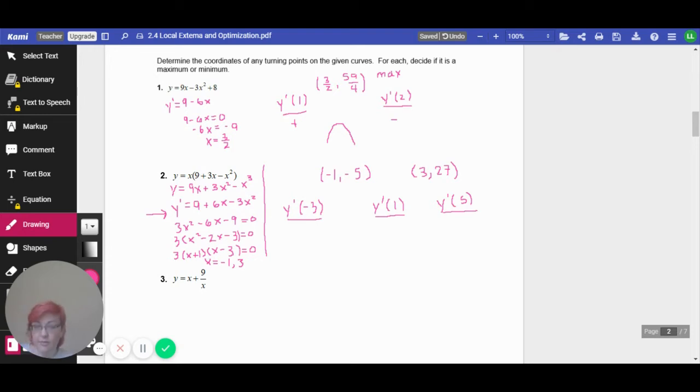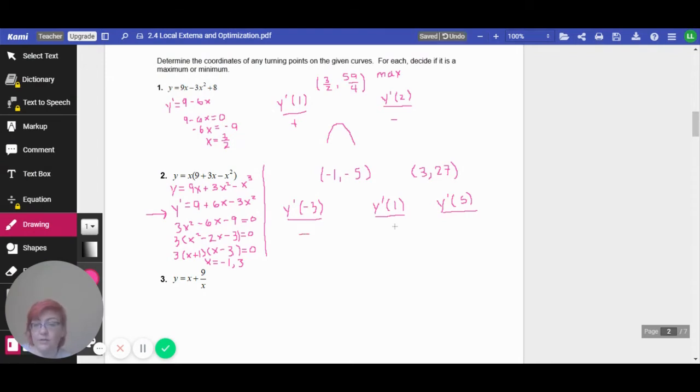So 9 plus 6 times negative 3 minus 3 times negative 3 squared. Let me try that one more time. I think I put an extra negative in. 9 plus 6 times negative 3 minus negative 3 squared times 3. All right. So that is negative.